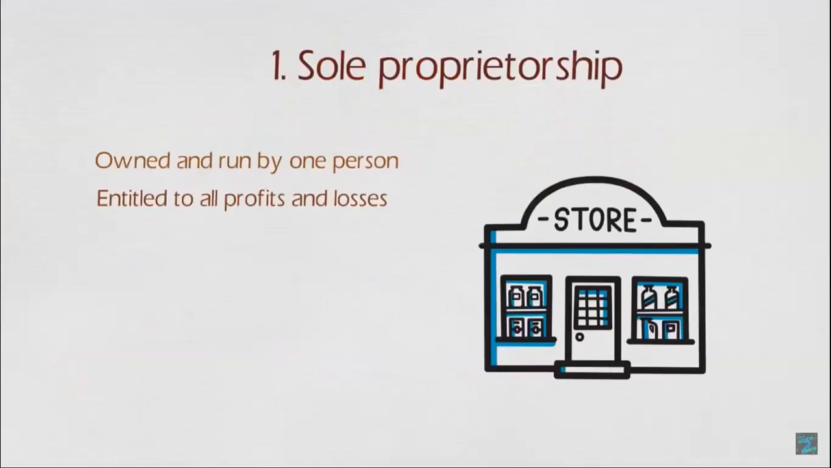So what is this? It says sole proprietorship. It means one owner. Only one person owns the company or the business. As we can see here in the definition, it says owned and run by one person, entitled to all profits and losses. It means that this only person is going to have and to invest the whole money. No one else, only this person.